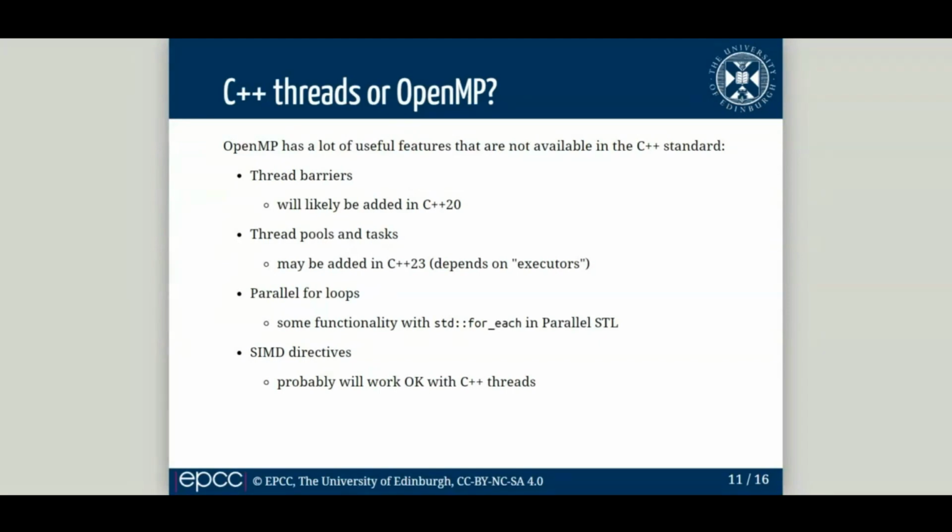Also, for parallel for loops, OpenMP is quite good. There is some functionality with std::for_each, but OpenMP could be a good solution. Or for vector operations, SIMD is single instruction, multiple data. So you have, for instance, an addition that is done in parallel for all the elements of the vector. So these are OpenMP features that C++ may have or may not.